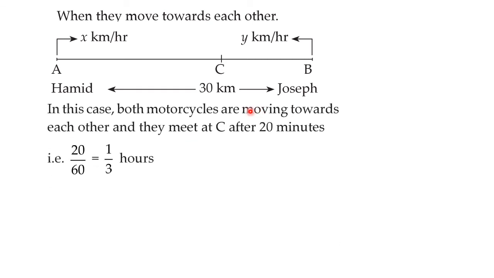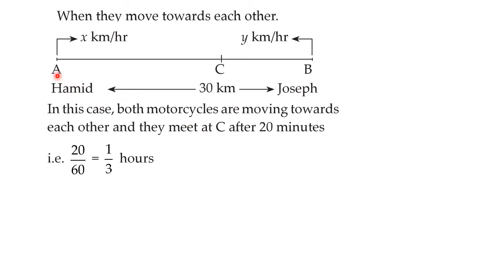So what we can write down here is that in this case, they are moving towards each other and they meet at C after 20 minutes, which I discussed just now. So those 20 minutes we need to convert into hours. We know that 60 minutes is equal to 1 hour. Therefore 20 you have to divide by 60 and then you will get 1 upon 3 hours. Okay. Now here the distance is 30 kilometers. So let us write down the formula, or you can write down the formula while writing the equation also. The formula is: distance is equal to speed into time.